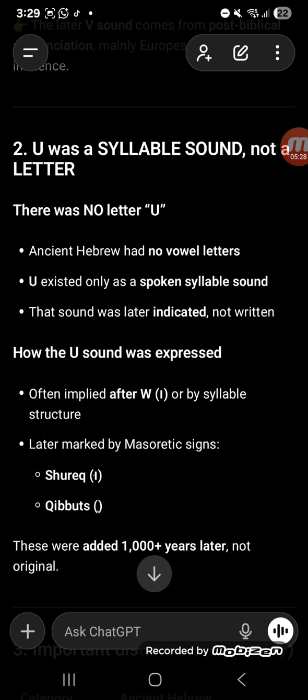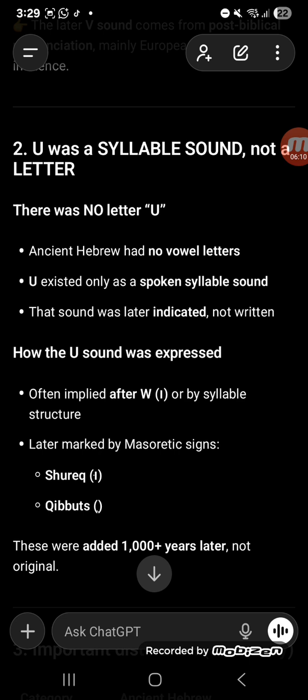U was a syllable sound, not a letter. There was no U letter. Ancient Hebrew had no vowel letters. U exists only as a spoken syllable sound. That sound was later indicated, not written. See how the U sound was expressed, often implied through the word or its syllable structure, later marked by Masoretic signs such as the shuruk and qubuts. These were added 1,000 years later, not original.